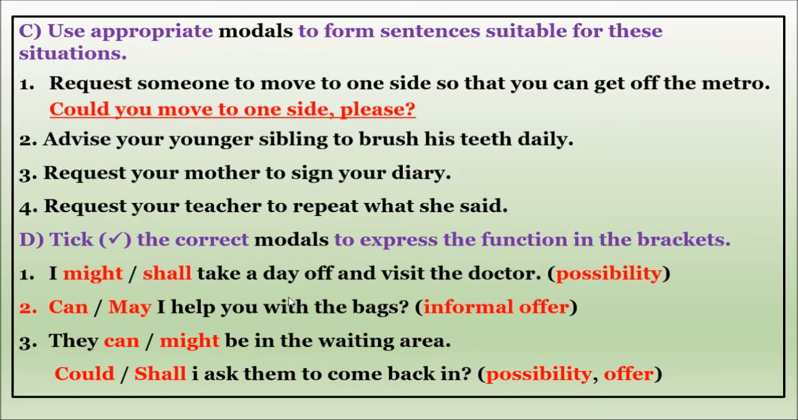First, I dash take a day off and visit the doctor, possibility. Possibility means you can do it or you cannot do it. So what will you say? I might take a holiday to visit the doctor. You are not sure about it, right? So you can use might.